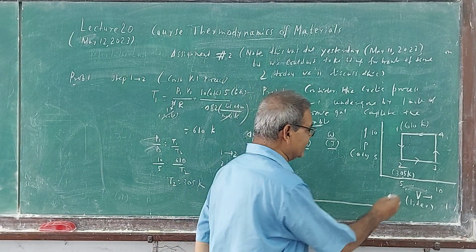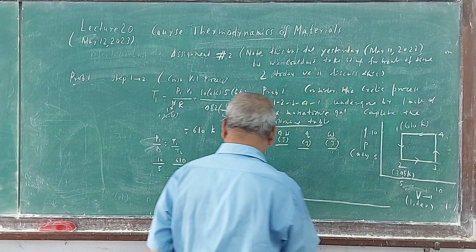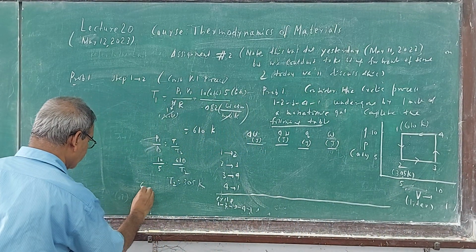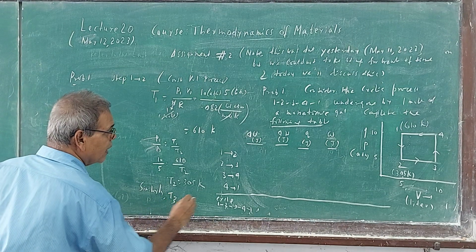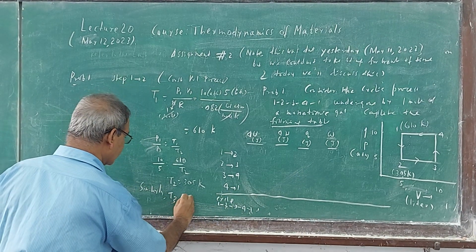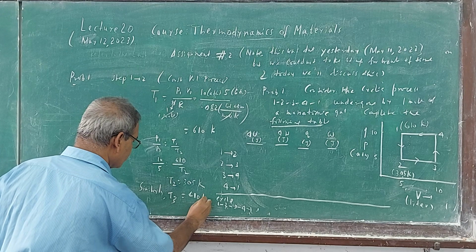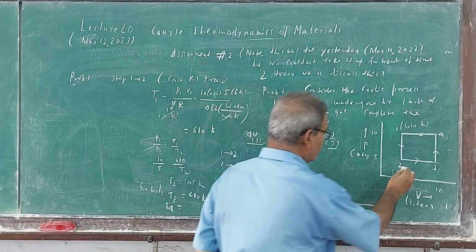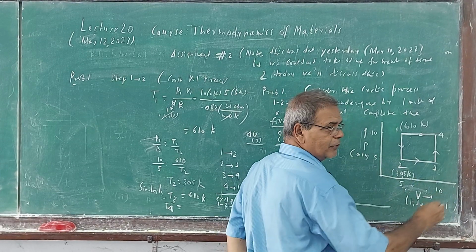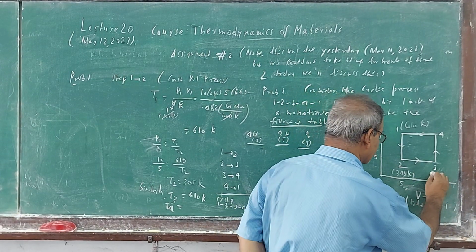So this is easy. Similarly, tell me without calculation. You do it yourself. T3, I am writing, will be 610 Kelvin. And T4? First, T3 is what? Follow. Pressure constant, volume is double, so temperature is double. So 610 Kelvin.